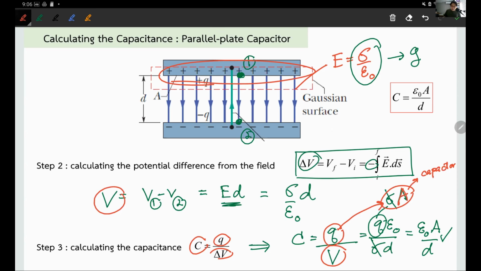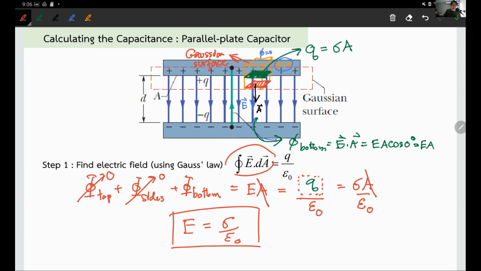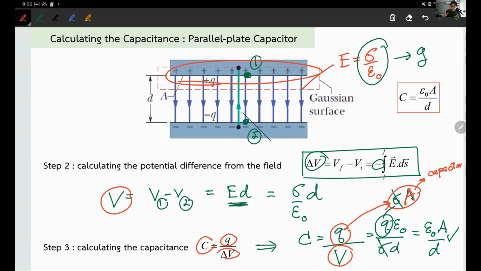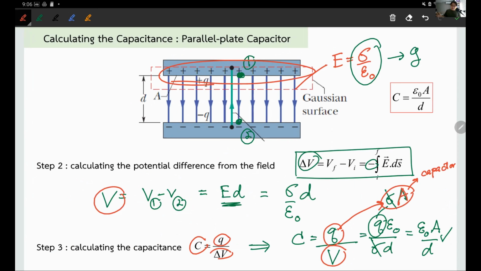Even though I use the same A as the A on the Gaussian surface, in this case you want the charge of the whole plate. So you extend your A to cover the whole plate. And that's pretty much the A of the plate itself. Once you take the ratio, cancel the sigma, you get the final result right here. And that is it. Done.